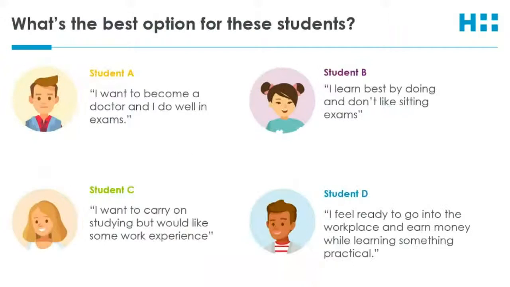To give you an example, there's 4 students here who've already started asking themselves those questions. And it's up to you now to try and think about, well, what would be the best option for each of these students? So student A, he wants to become a doctor and he does well in exams. Well, I've already mentioned that to be a doctor, you have to have gone to university and done A-levels. And we know that A-levels have exams. So for student A, A-levels are probably the best option.